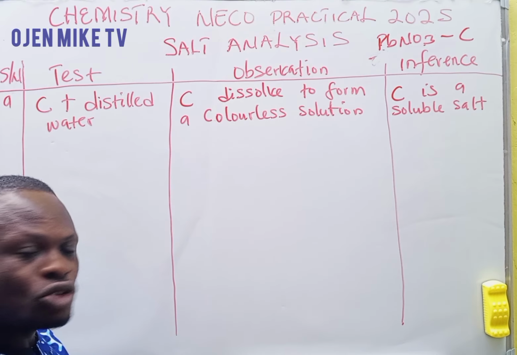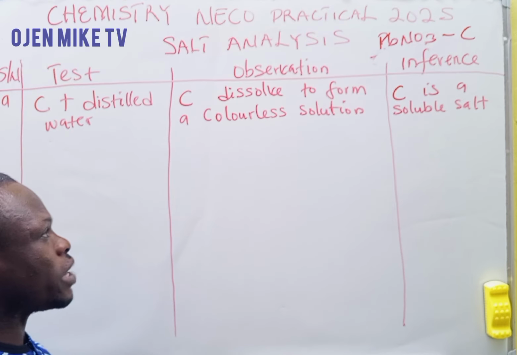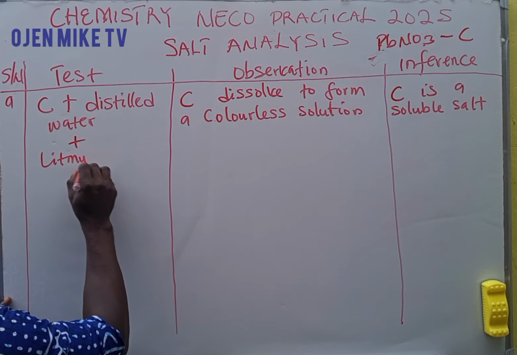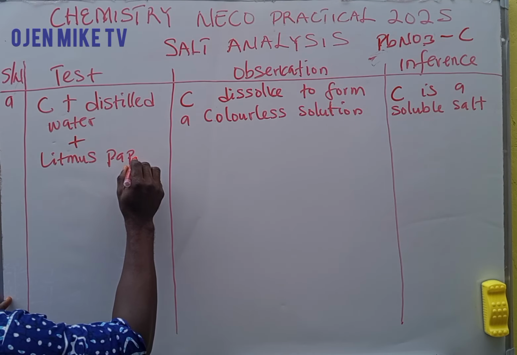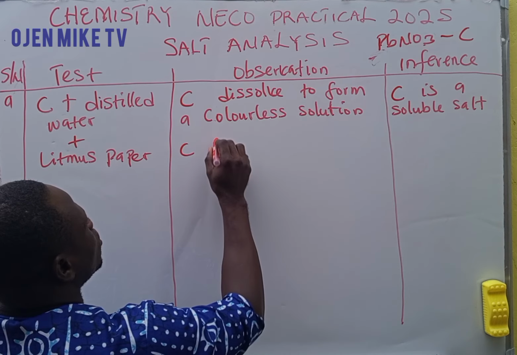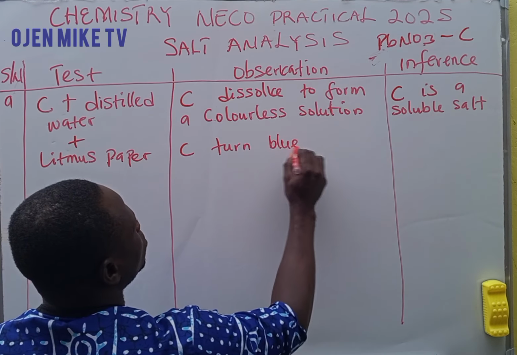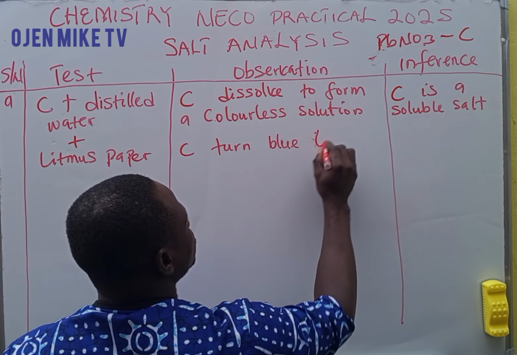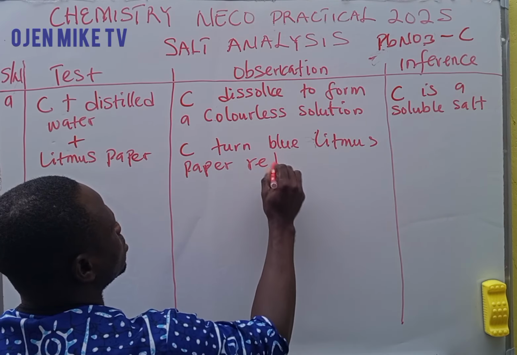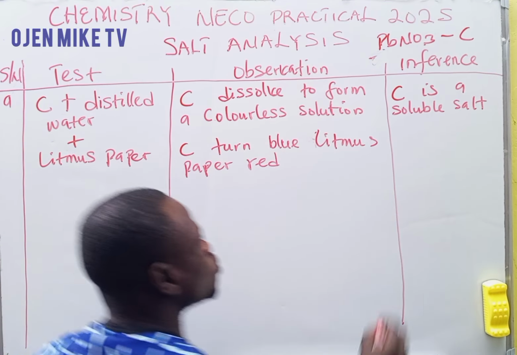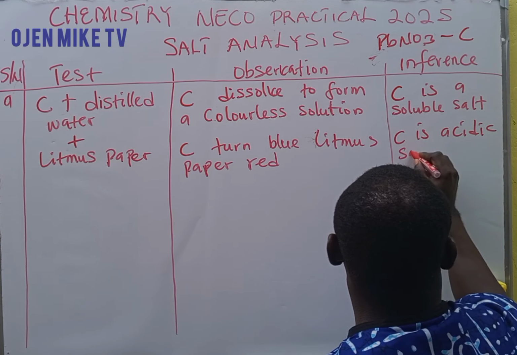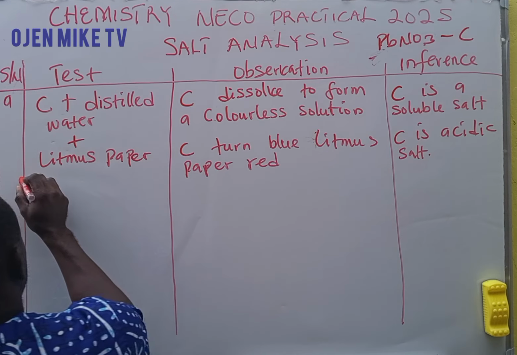Now, you might be asked to test C with litmus paper. If you test this, C turns blue litmus paper red. So in your column you say that C is an acidic salt. Beautiful. We are done with that.